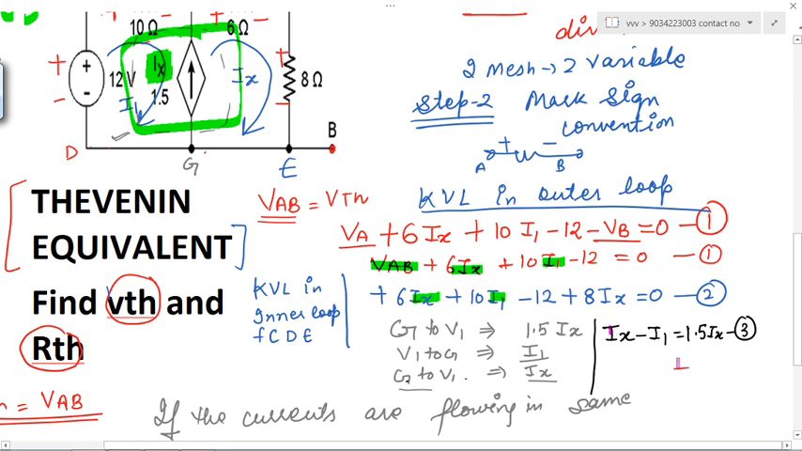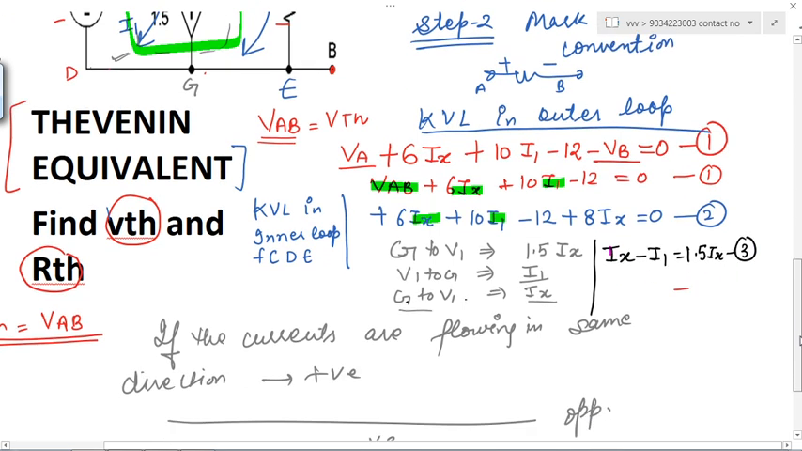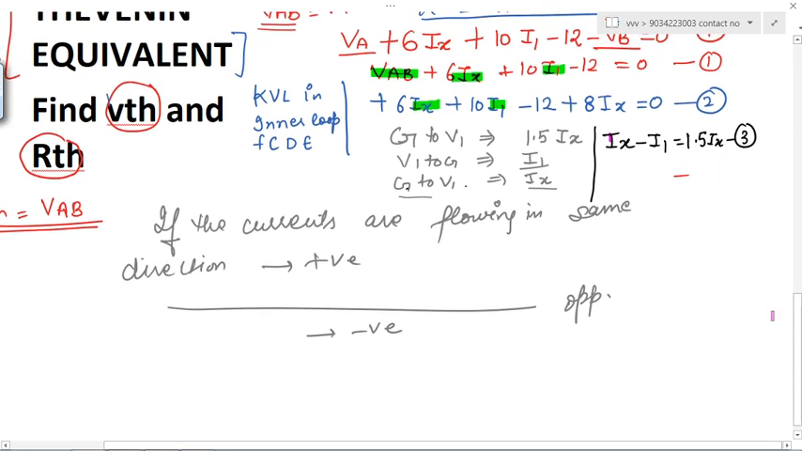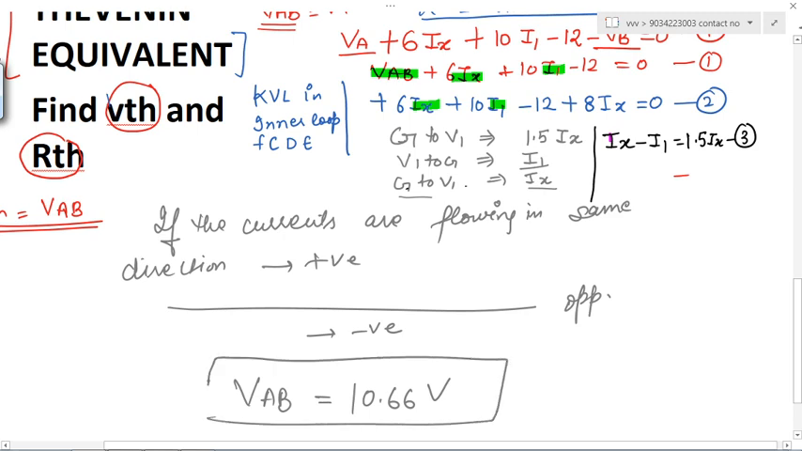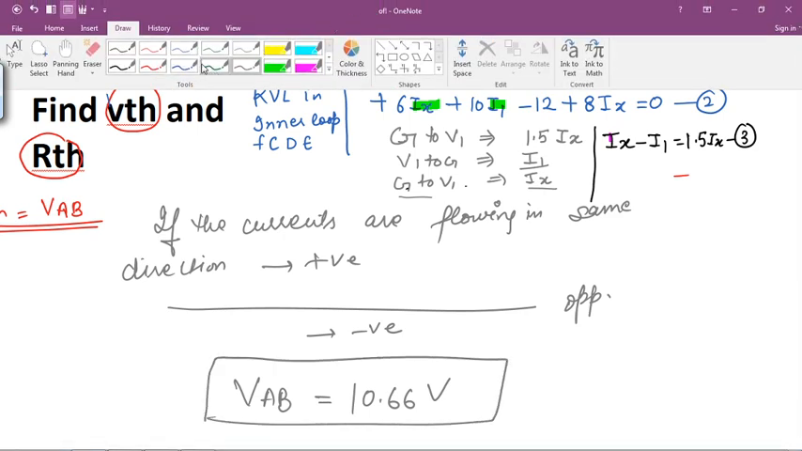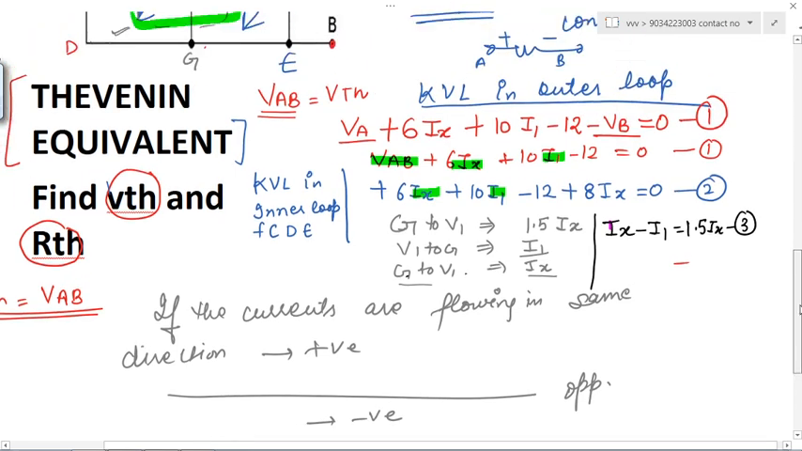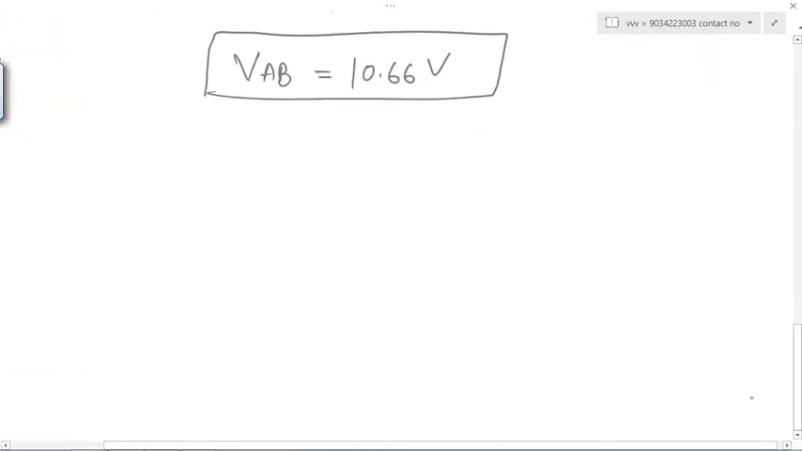This is basically a normal current source technique. So in this, how many equations did we get? That is 3 equations. 3 equations means 3 variables, and you can solve it. By solving it, you will get the value of VAB, and what we will get is 10.66 volt. I hope you can solve it with the help of a calculator. You can see my video on the calculator also, on how to use a scientific calculator for solving variables. Clear? Okay, next step is to calculate RTH.